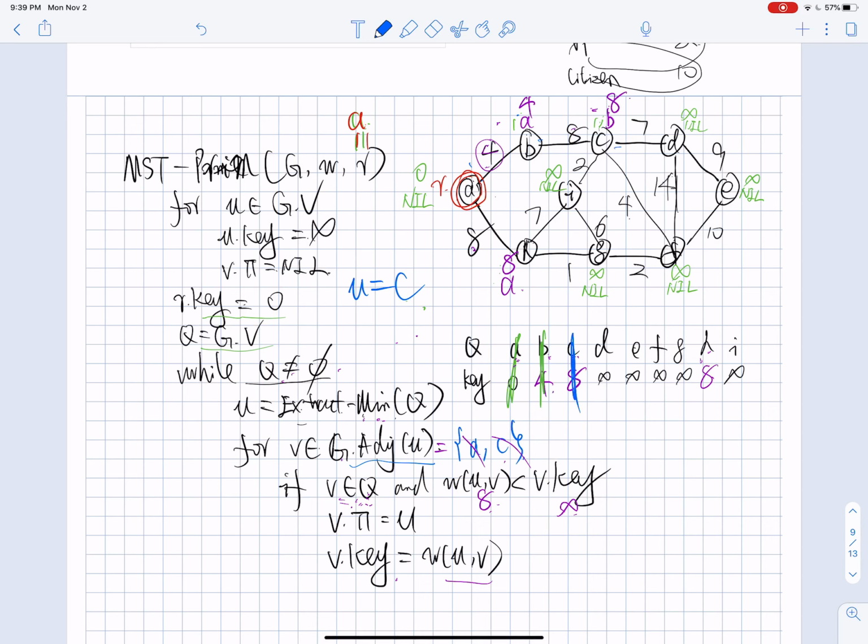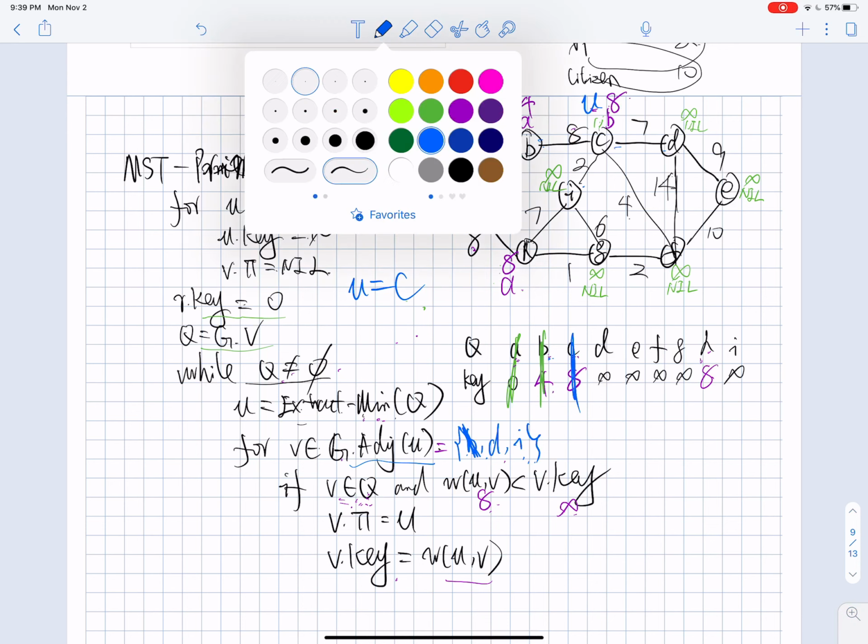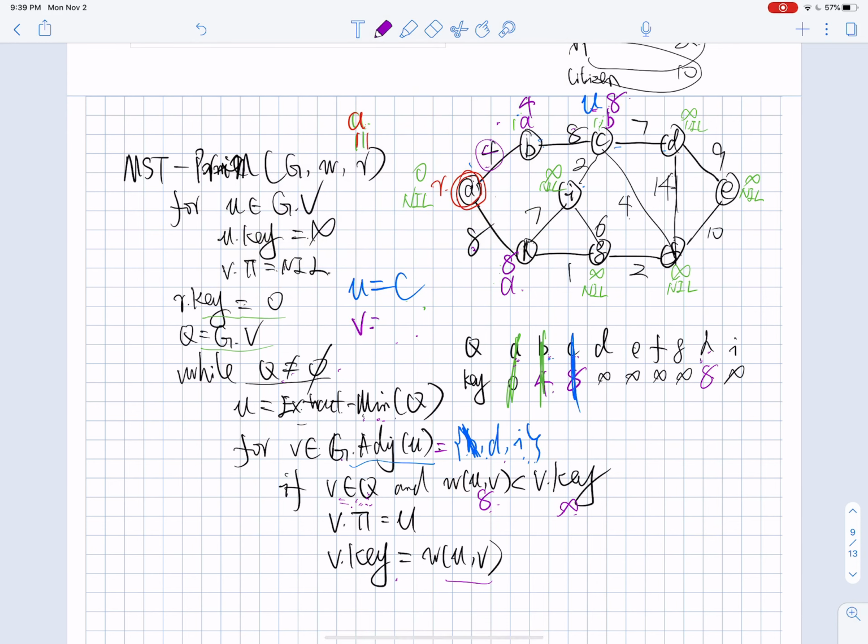Okay, and then the neighbors of C include B, D, and I. So previously we know that we're only going to do something for the neighbors of U if that neighbor is inside the queue. So over here we can say among the three neighbors, B is already out of the queue. So we cannot do anything for that. So we can safely remove B and only do something for D and I. So for the first one, I'm going to put the U sign right over here, and let's start with V equal to D.